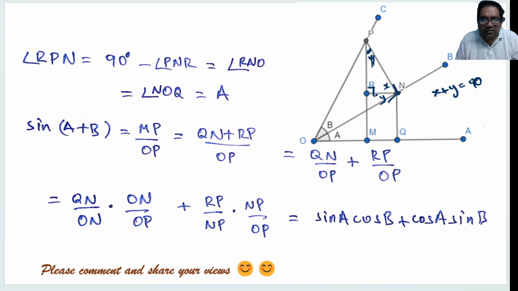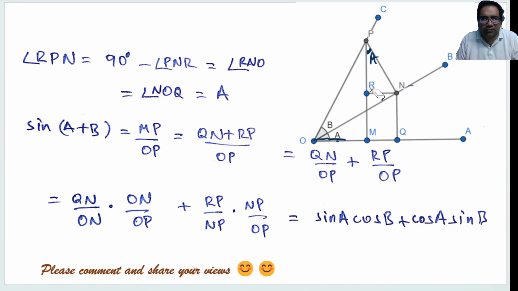Now let's see this one. This line is parallel to this line, two parallel lines with a transversal, so this angle should be equal to this angle. If this angle is Y, this also should be Y. But this is A, which means Y is actually equal to A, because these two are parallel and this is a transversal. So this angle is actually equal to A.